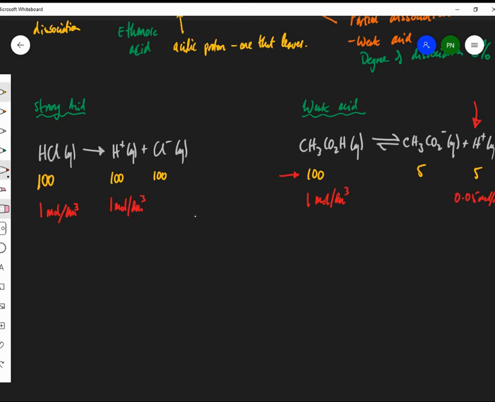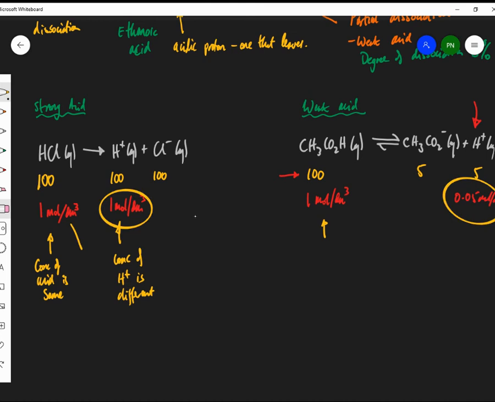Now, the point is the concentration of the acid is the same, but the concentration of hydrogen ions is different. This one is 1 and this one is 0.05, even though the acid concentration is the same. Do we follow that? You can have a concentration of acid and a different concentration of hydrogen ions. Crazy but true.